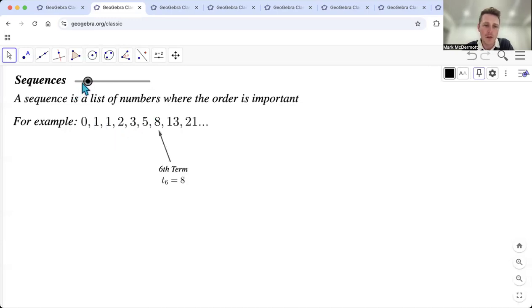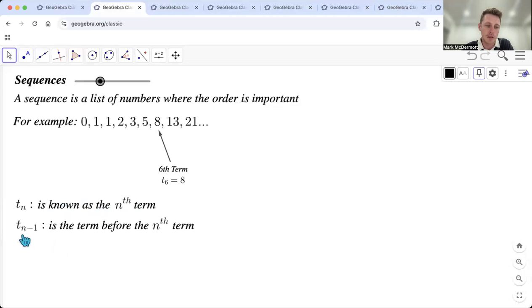If we consider 0 to be the 0th term, then the number 8 here is the 6th term: 0, 1, 2, 3, 4, 5, 6. So it's the 6th term, and the notation we might use is t sub 6 equals 8. So the 6th term is 8. More generally, for a sequence, t sub n is known as the nth term. T sub n minus 1 is the term before the nth term.